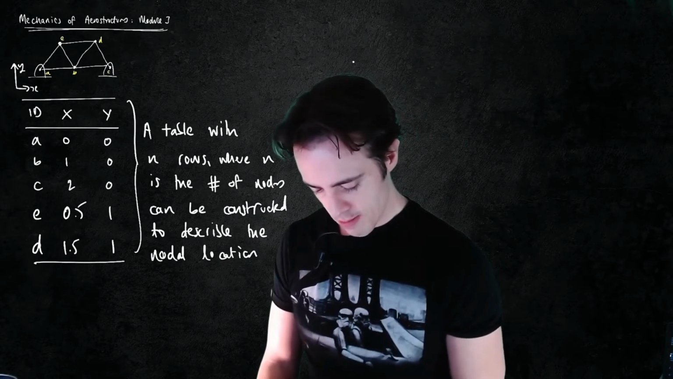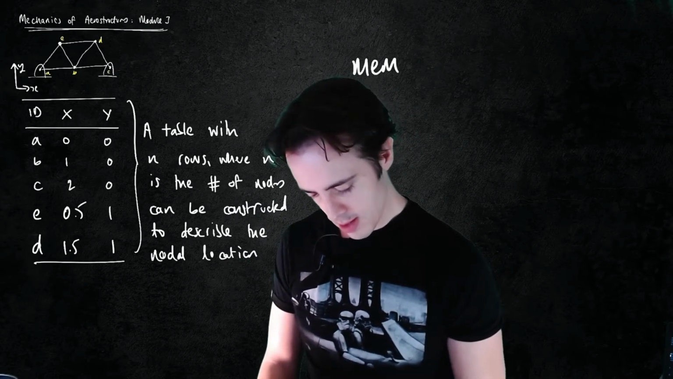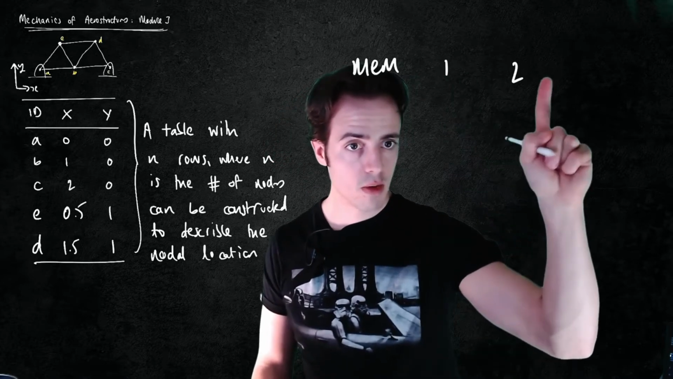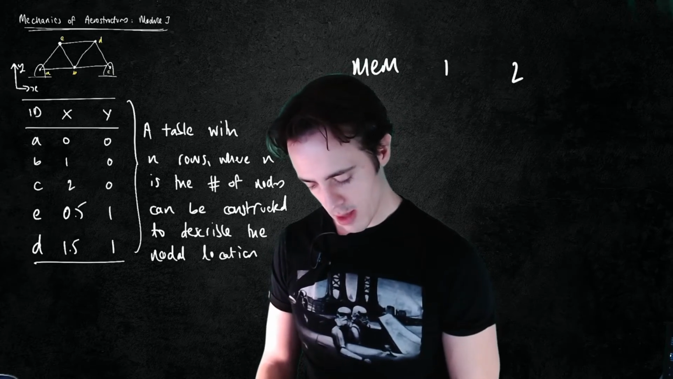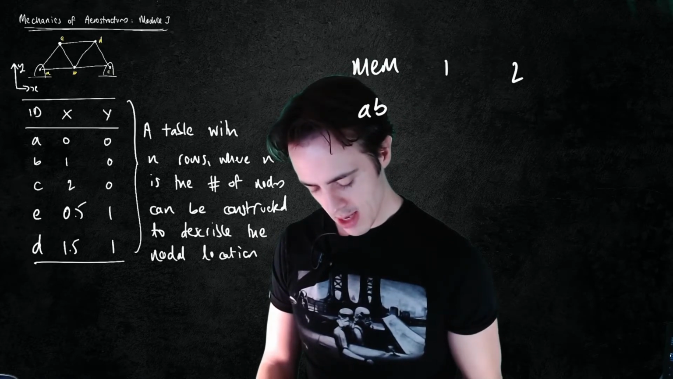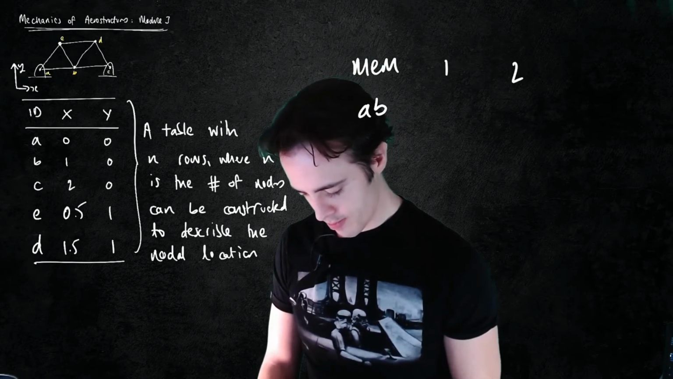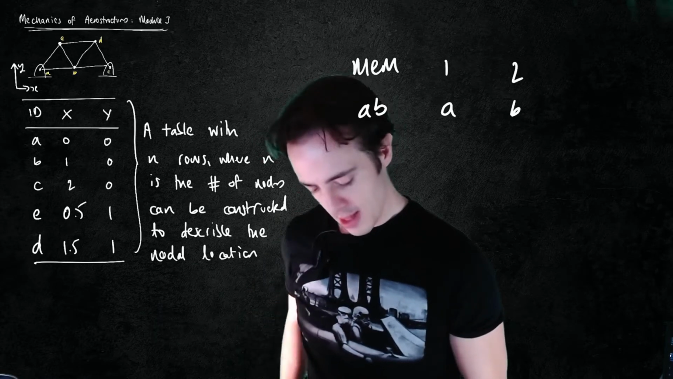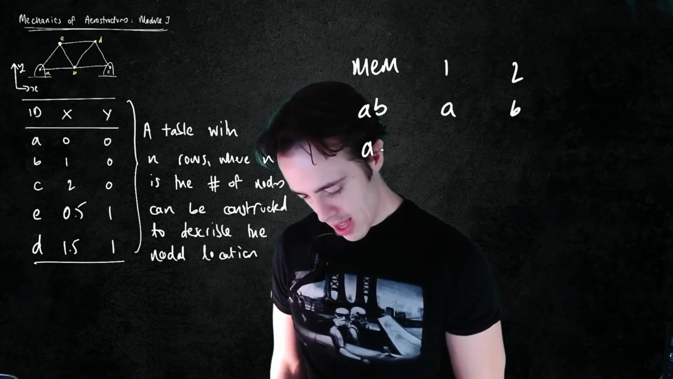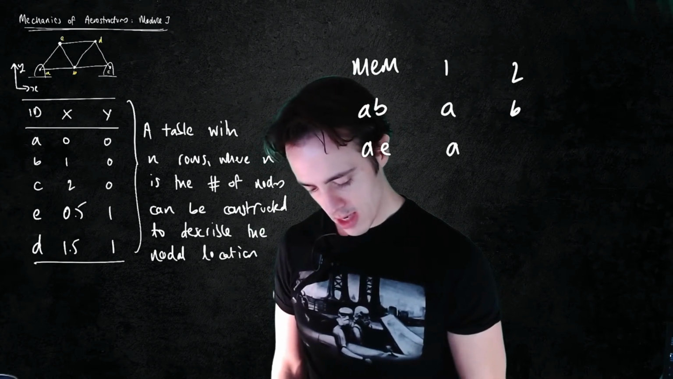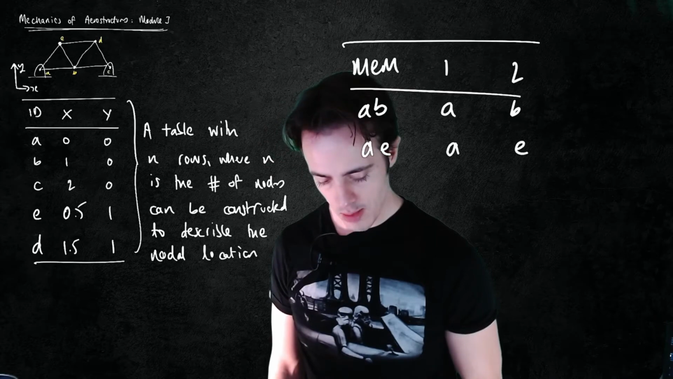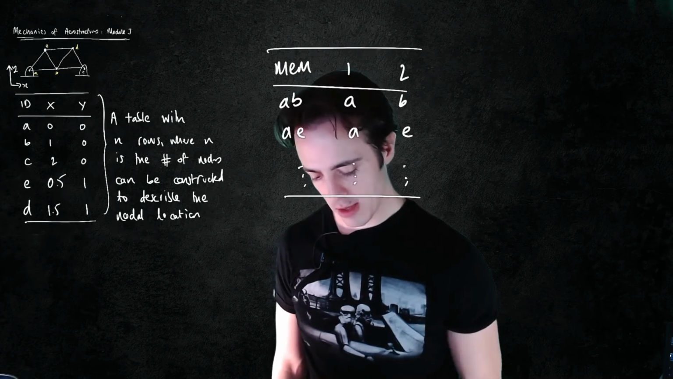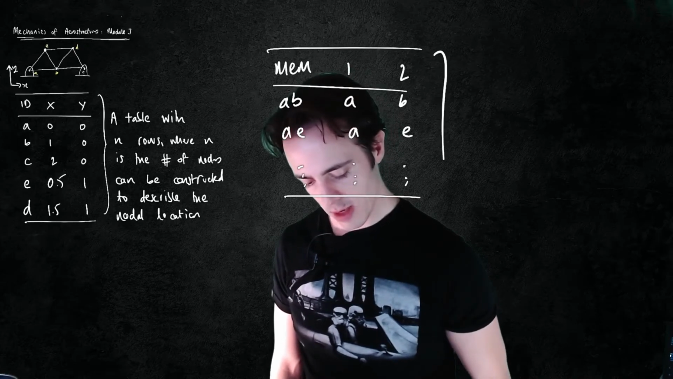So let's say I've got members, and I'm going to put 1 and 2. 1 is where it starts, 2 is where it stops. So member AB goes from node A to B. Member AE goes from node A to E. And we continue this down. So this table here describes the connectivity of our structure.